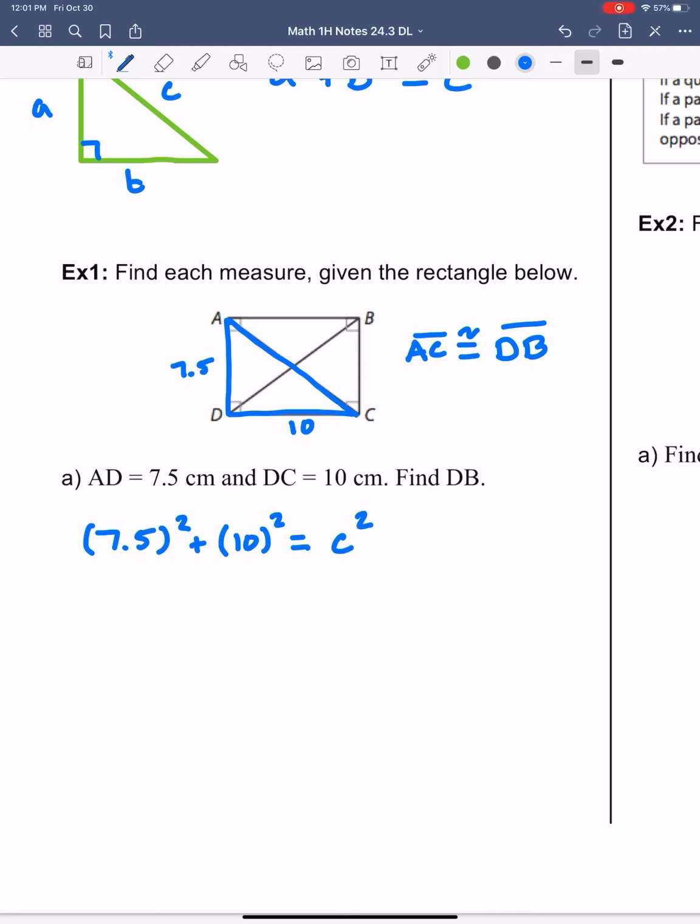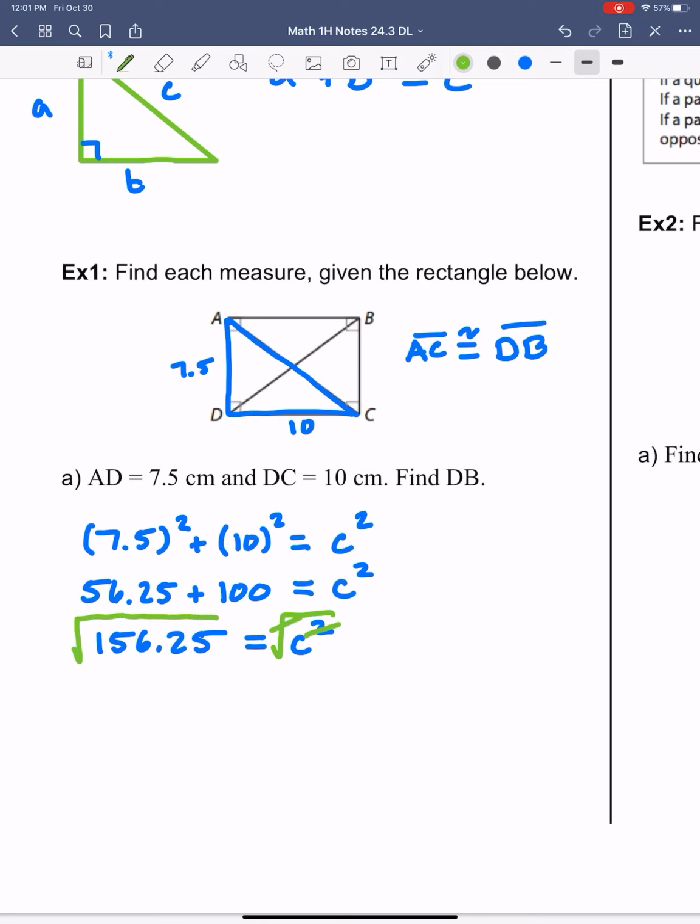And so 7.5 squared gives me 56.25 plus 100 equals c squared. And then that's going to give me 156.25 equals c squared. And then maybe you remember from a couple lessons ago, to get c by itself here, to get rid of that square, we have to use a square root, and I'm going to do that to both sides. So the square root cancels out the square, and we're left with c equals the square root of 156.25, which is 12.5. And so that would be the length of this diagonal here, 12.5.